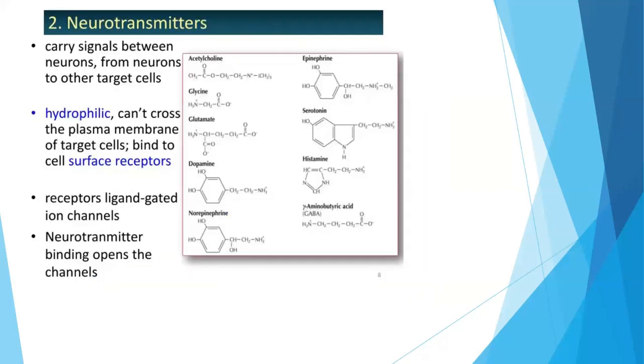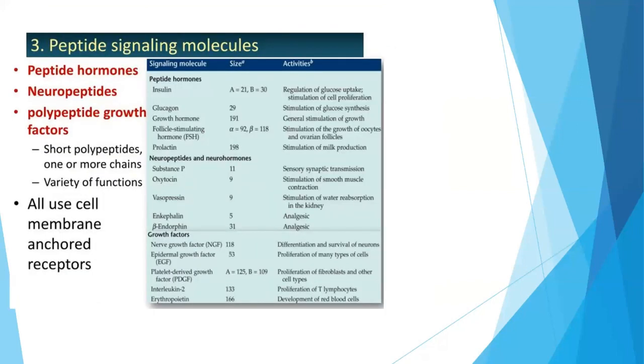Neurotransmitters carry signals between neurons, from neurons to other target cells. They are hydrophilic, so they can't cross the plasma membrane of target cells and they bind to cell surface receptors. That's why the receptors are ligand-gated ion channels, and neurotransmitter binding opens these channels. Peptide signaling molecules are the peptide hormones, neuropeptides, or polypeptide growth factors. They all use cell membrane anchored receptors.